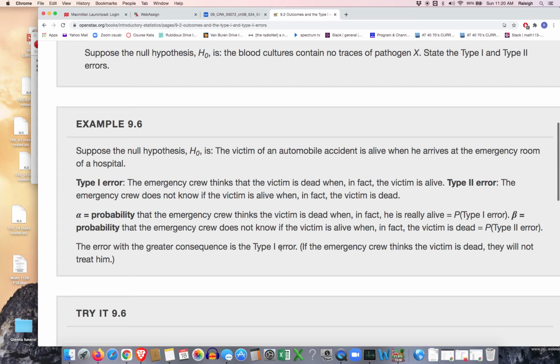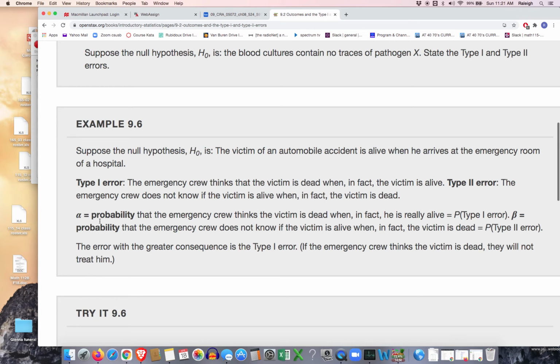So this looks like the type 2 error is the most severe one, because you'd try to resuscitate somebody who's already dead. It's a waste of time, but the person's already dead. Look at type 1, however. If we think the victim is dead, they're not going to treat him, even though they might be clinging to life. And that would be horrible. So this is why they generally err on the side of type 2 here.